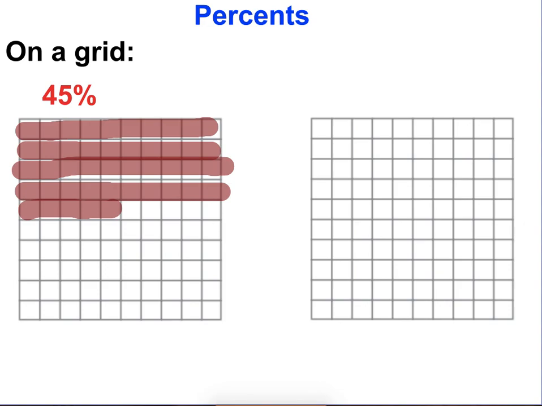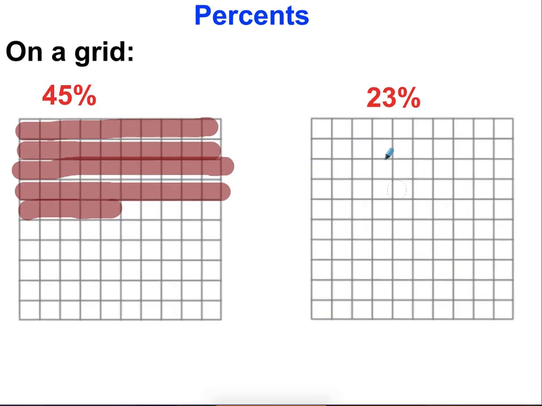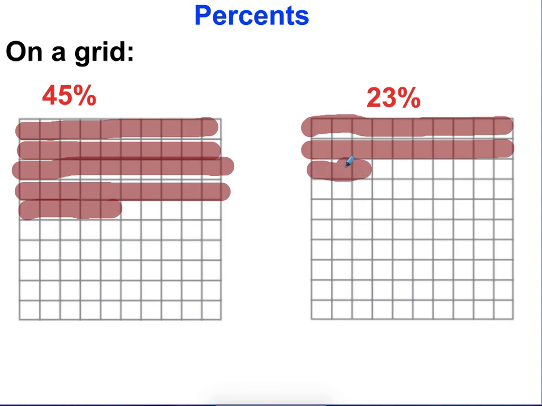If I look at another percent, let's say we have a percent like 23%. I notice right away that 23 is smaller than 45, so I would expect it to take up less of the area. To compare them, I'm going to shade them the same way. I'm going to go left to right. So here's 10, 20, and then 1, 2, 3. And we notice, obviously, that 45 does look much larger than 23%.